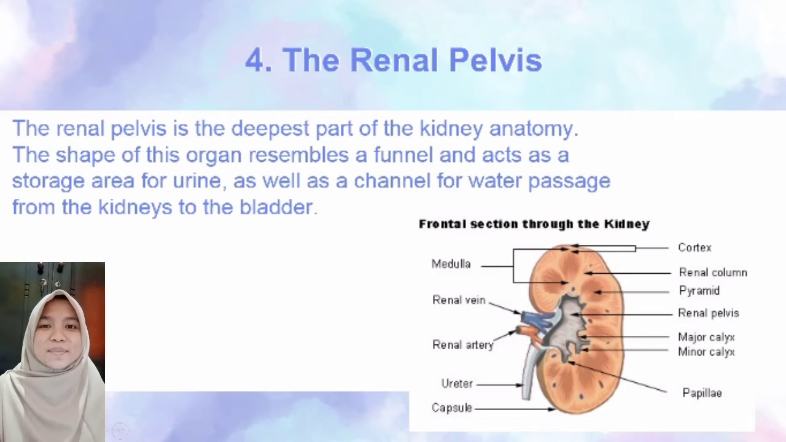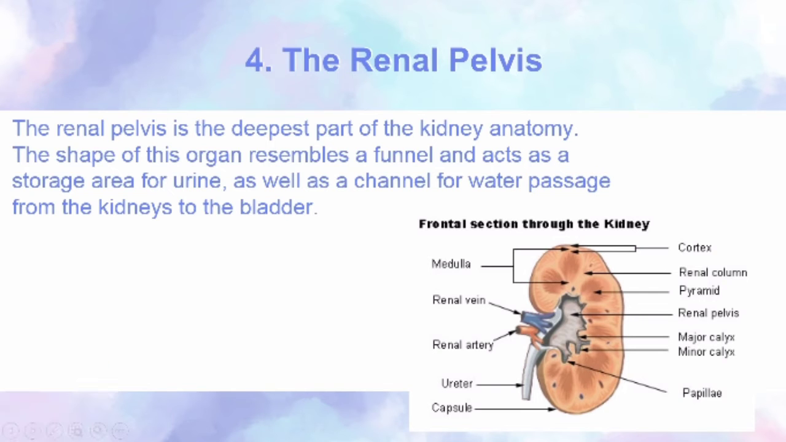4. The renal pelvis. The renal pelvis is the deepest part of the kidney anatomy. The shape of this organ resembles a funnel and acts as a storage area for urine, as well as a channel for water passage from the kidney to the bladder.